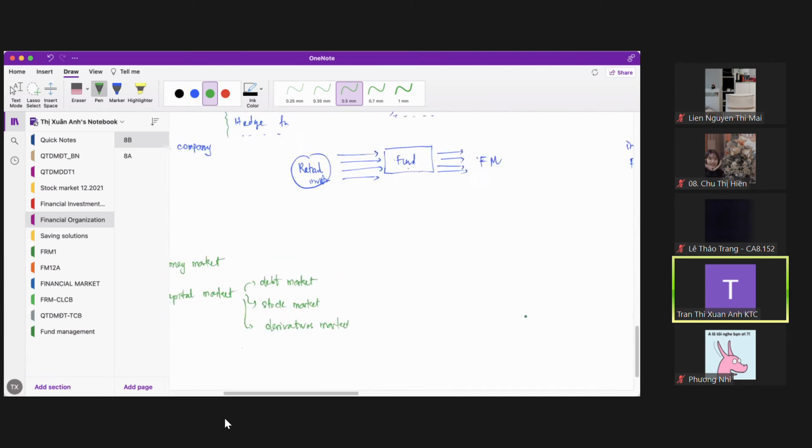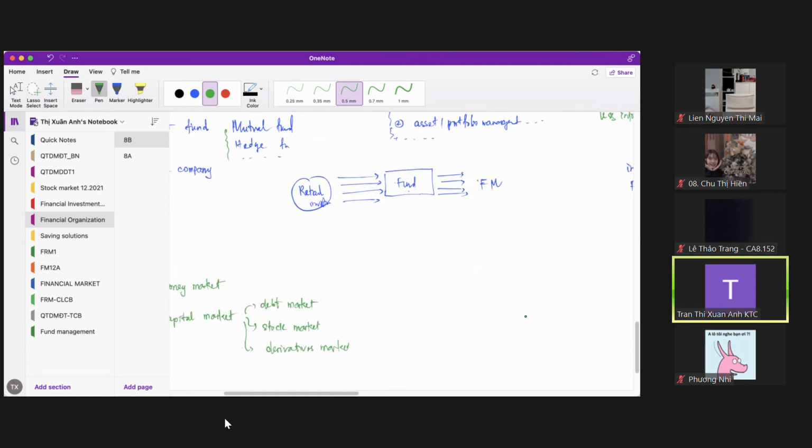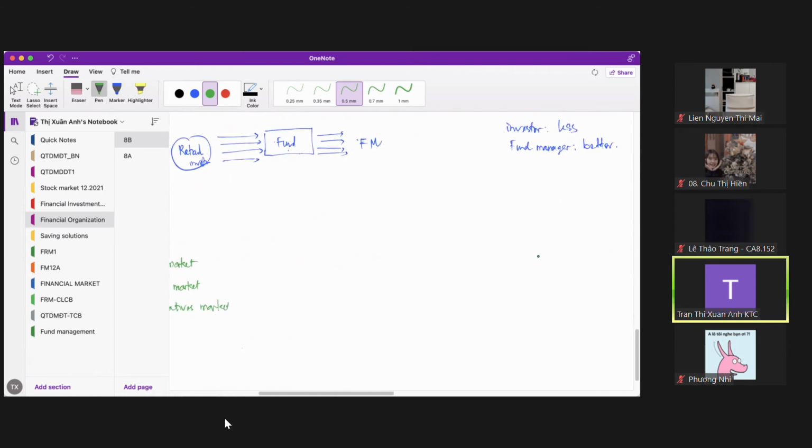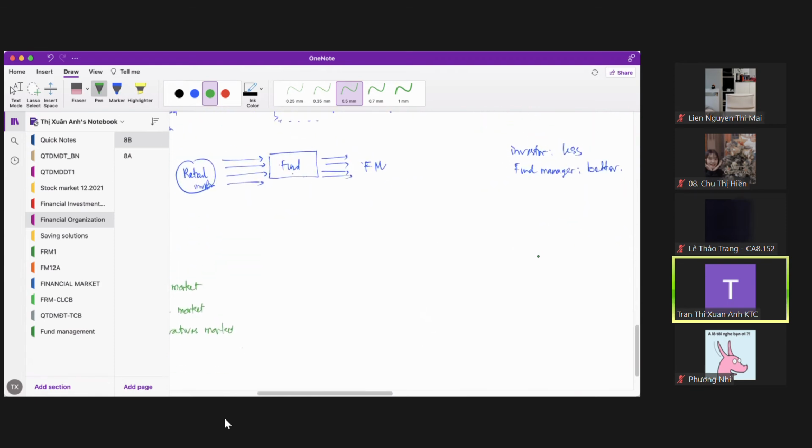And on those markets, they provide investment services, and that is the relationship between the investors and issuers.